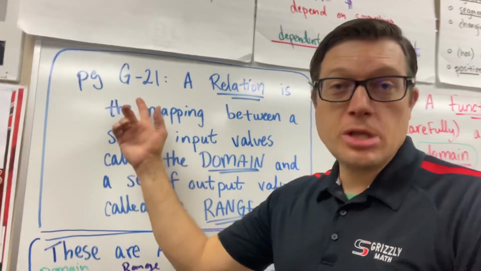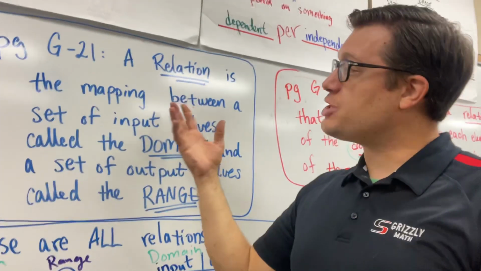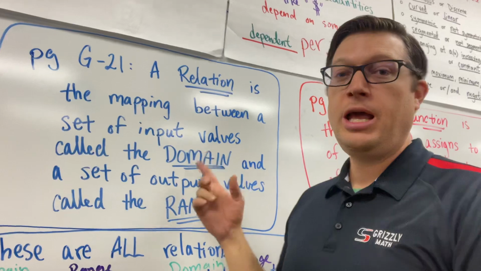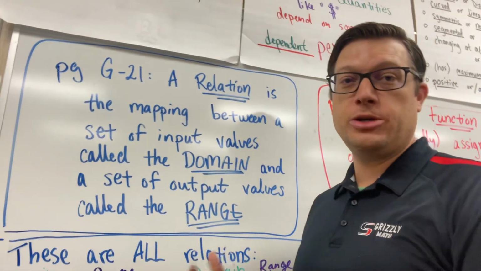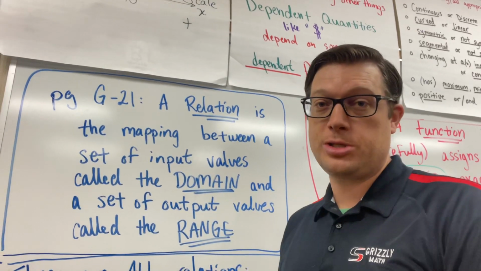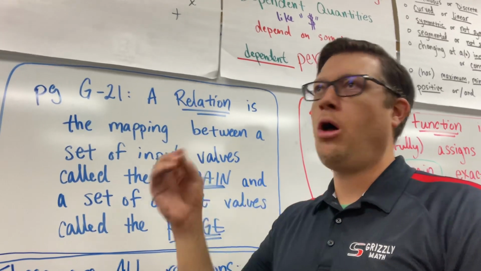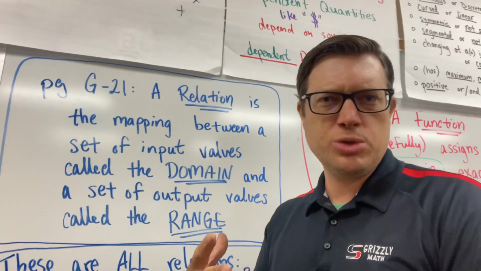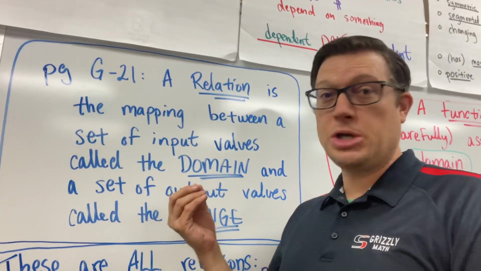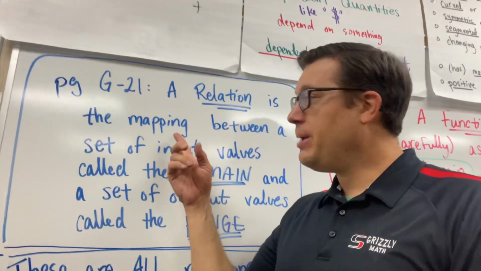First of all, using the book, let's look in the glossary: a relation is the mapping between a set of input values, called the domain, and the set of output values called the range. So domain is one of those key words that I need you to understand, that we're talking about all of the numbers that we get to use that then can go into some sort of thing that tells them where to go. The mapping is a fun word.